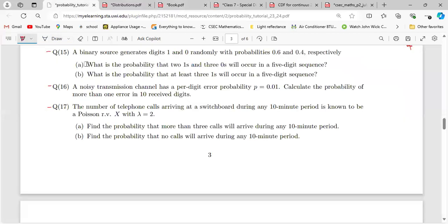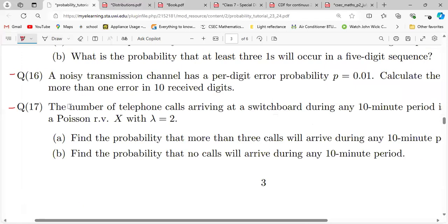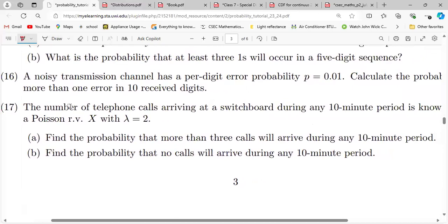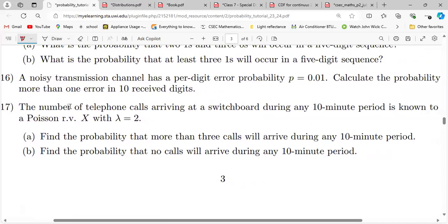If you go back to the tutorial, I think number 17 is a Poisson distribution. It kind of gives you the parameter, but don't worry about that. So: the number of telephone calls arriving at a switchboard during a 10-minute period. There's the interval. They're literally giving it to you. Even if they didn't tell you it was a Poisson distribution, it kind of helps you out. The time you hear interval, you know you're setting up the Poisson.